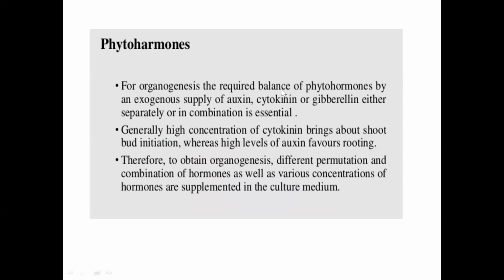A required balance of phytohormones, an exogenous supply of auxin and cytokinin, is needed. A high concentration of cytokinin brings shoot bud initiation, whereas a high level of auxin favors rooting. Okay, so for organogenesis you require combinations of hormones. You have to optimize them according to the requirements of your plantlets and the nature of the explant. Everything you have to optimize according to the requirement.